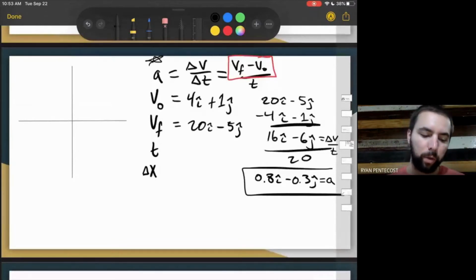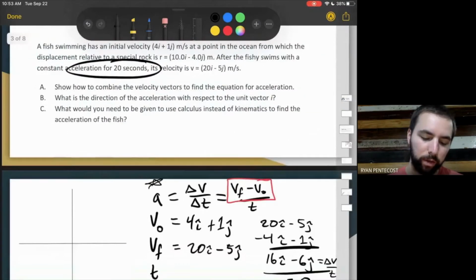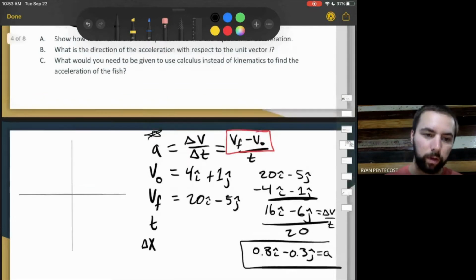All right, part B asks, what is the direction of the acceleration with respect to the unit vector i, which really just means with respect to the x-axis, right? i is a standard distance just along the x-axis. So let's find that. What we can do is, this is going to take some trig, right?